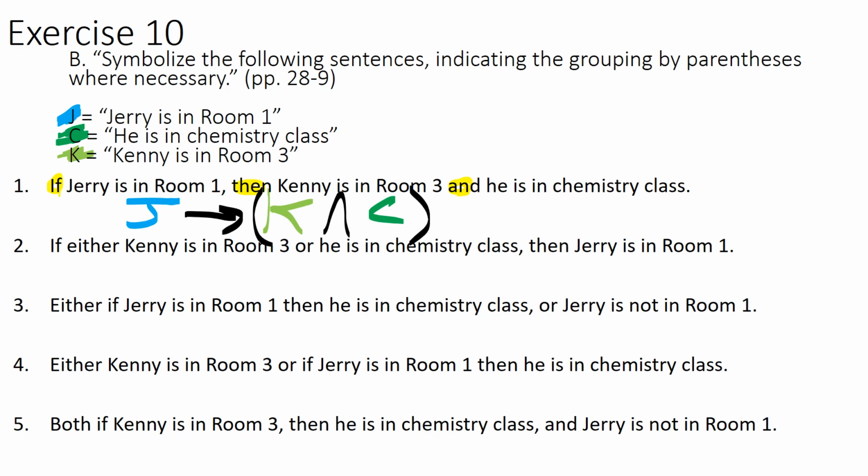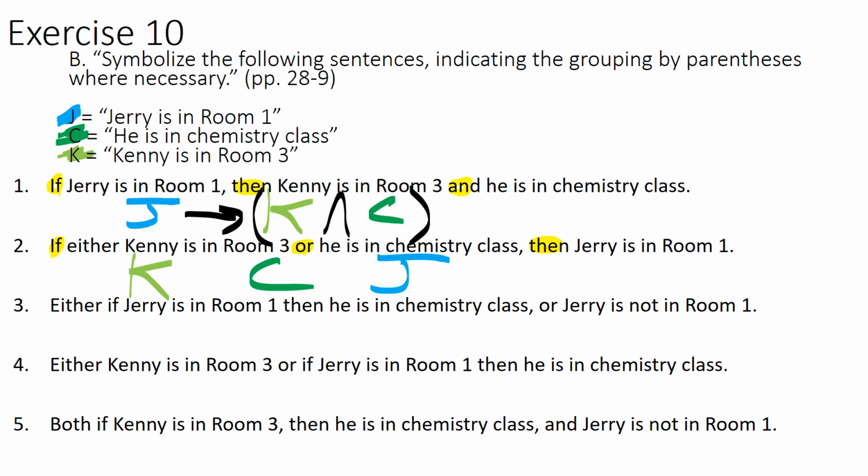Number 2, if either Kenny is in room 3 or he is in chemistry class, then Jerry is in room 1. Overall, we have a conditional. And within that conditional's antecedent, we have a disjunction. Kenny is in room 3 is a K. He is in chemistry class is a C. Jerry is in room 1 is a J.